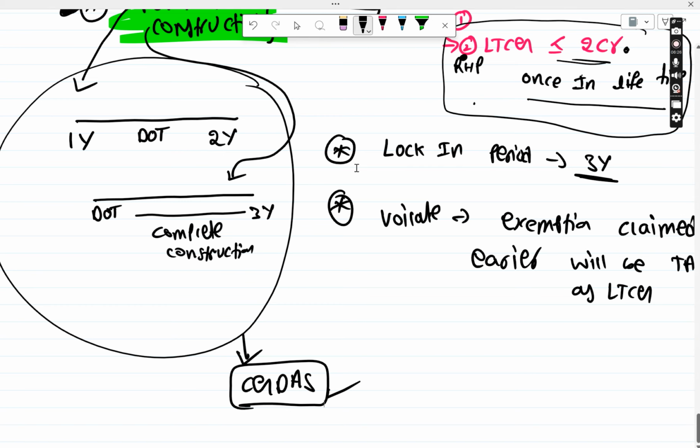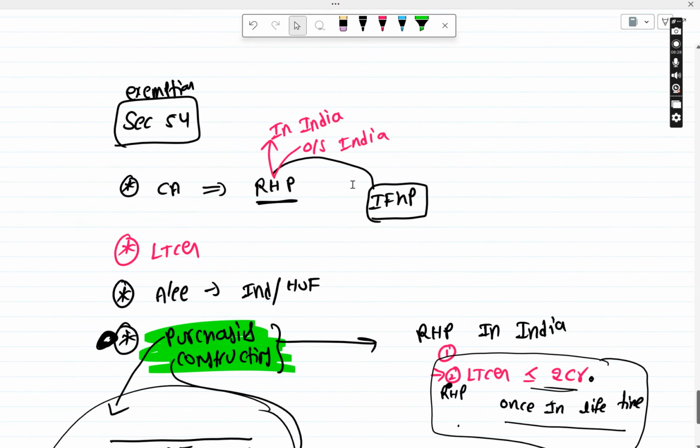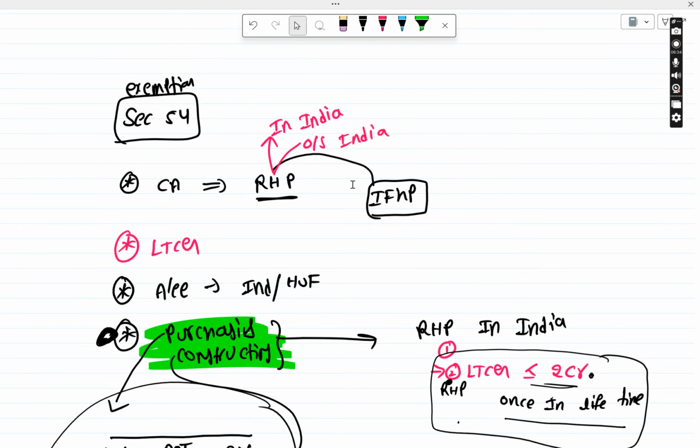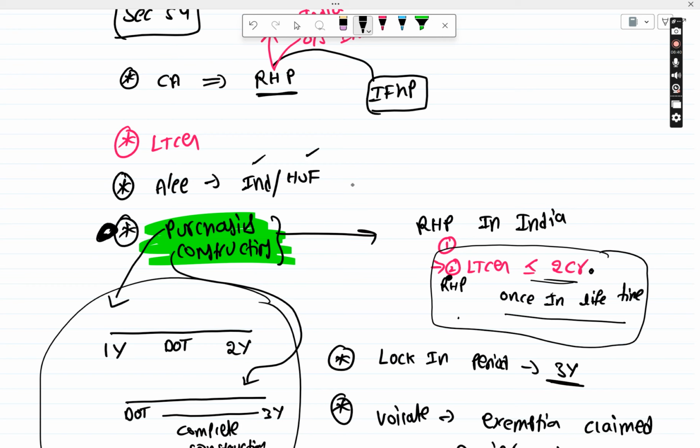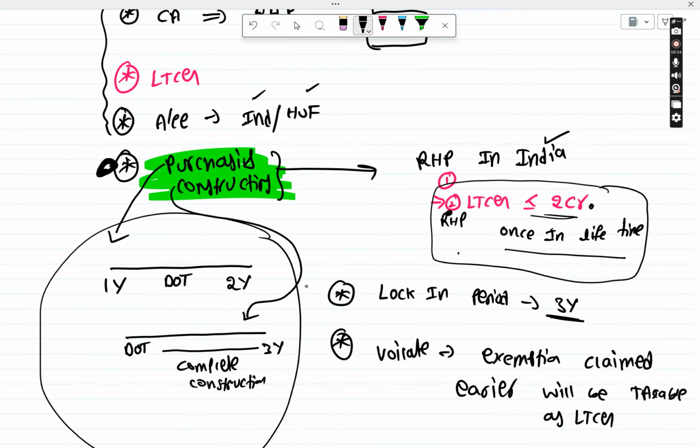Now let's revise what we have done. Whenever you are transferring a capital asset which is a residential house property, maybe in India or outside India, and you are getting long-term capital gains, and you are either an individual or HUF, and with the money you got by transferring that property you buy another residential house property in India, then you can claim the exemption. Whatever money you spent on the new residential house property, you can claim as exemption. The lock-in period is 3 years. That means from the date of buying the new house, you cannot sell it until 3 years.